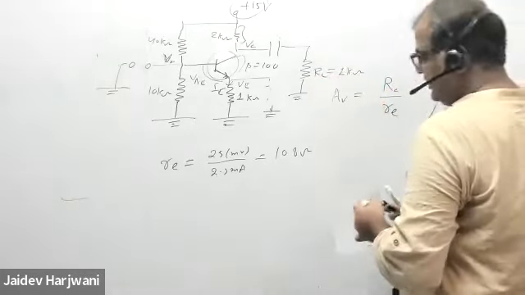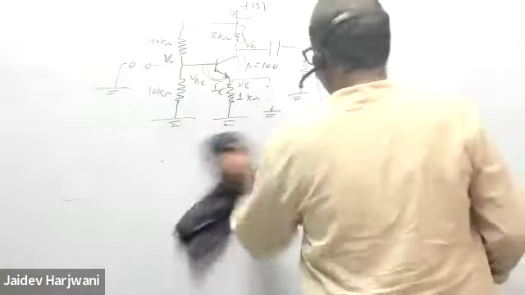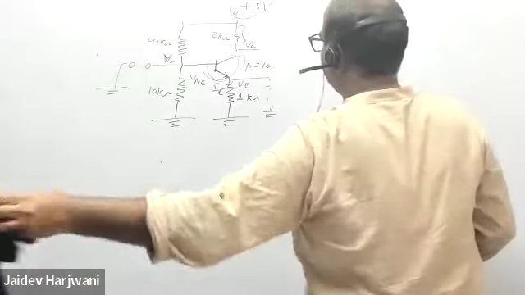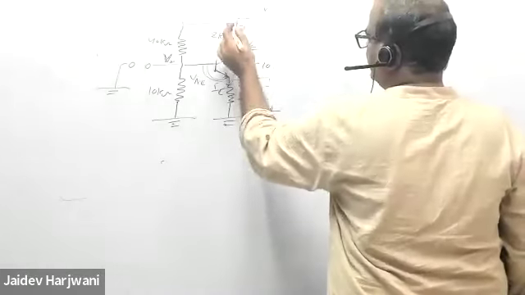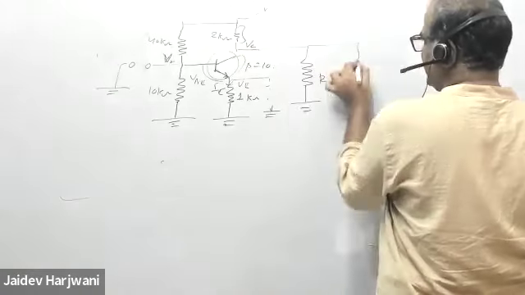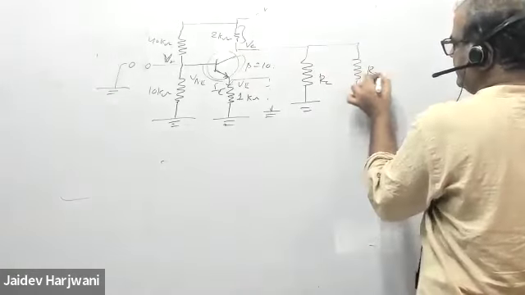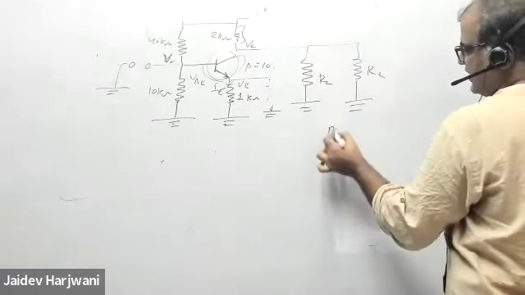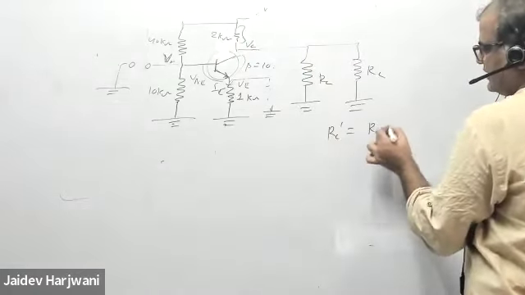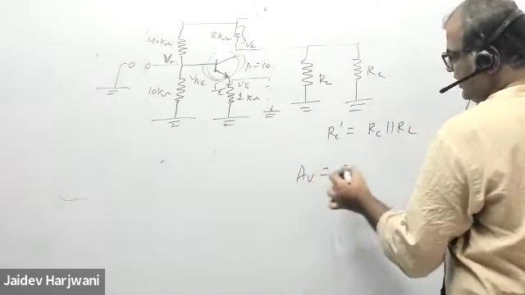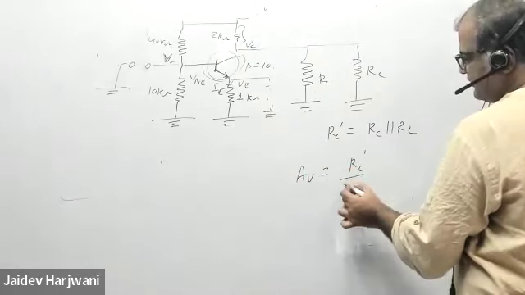So if I make an equivalent circuit of this one, you know how to do it, so I'm not repeating this thing. So what will come when I do this analysis? This will be grounded, and this RC will come here, plus RL will also come here. So the output resistance, I can write, RC dash, which is RC parallel to RL. So now my gain formula will be what?